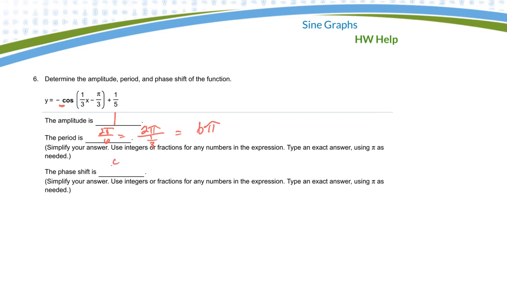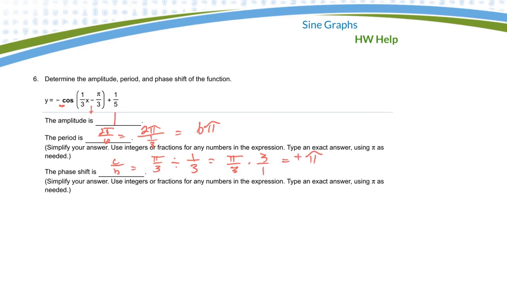Phase shift is c over b, so c is pi over 3 divided by 1 over 3, or pi over 3 times 3 over 1. The 3's cancel, so it would just be pi. So the phase shift is pi. Since this is negative, it's going to the right. So its phase shift is pi, and pi to the right, or a positive pi.